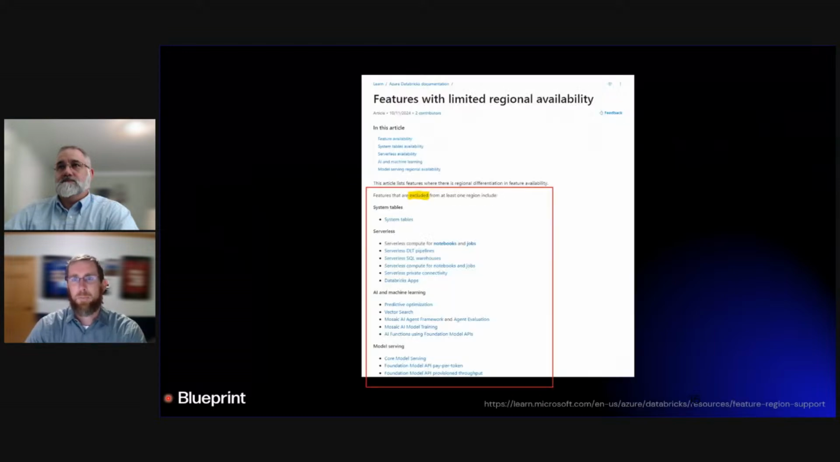Each cloud provider does populate a page in their documentation that states what their availability is for each region. So you can reference those documents to see what may or may not be in the region you're going into. This is an example of Azure. AWS and GCP also have them, and also within each product line, you can find those limitations as well.